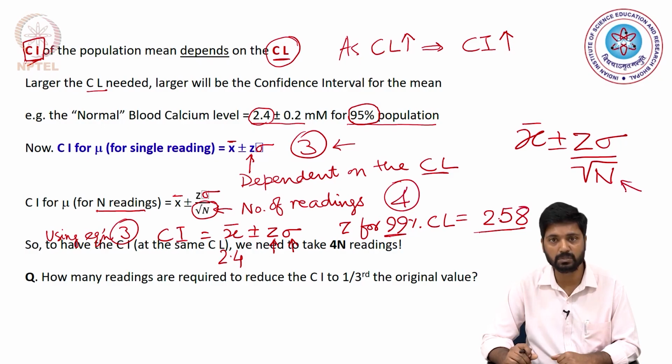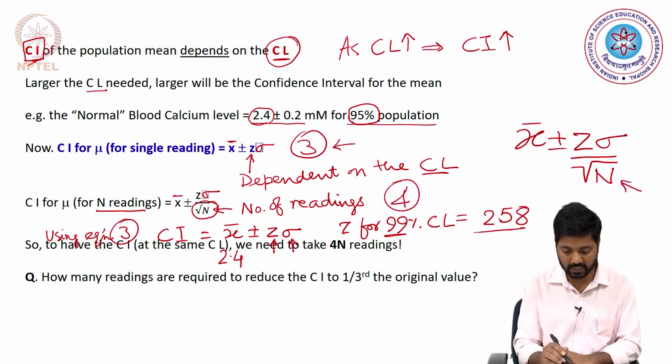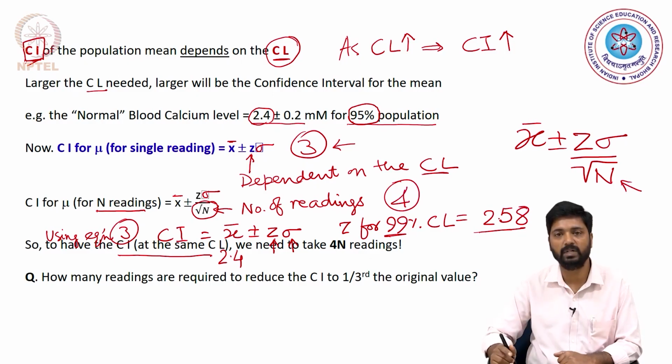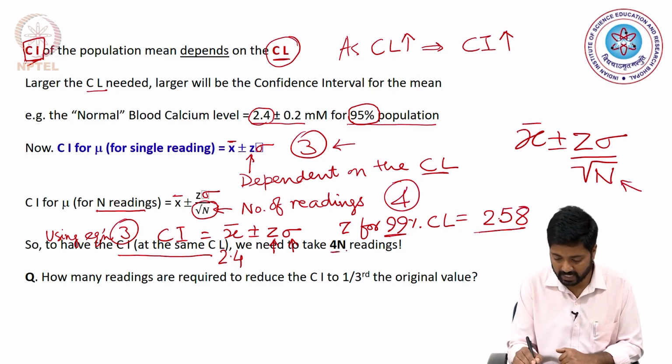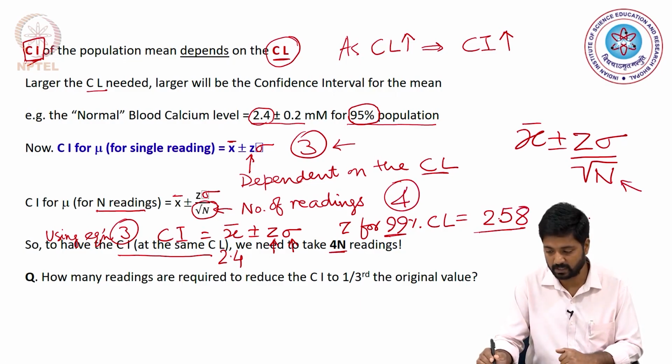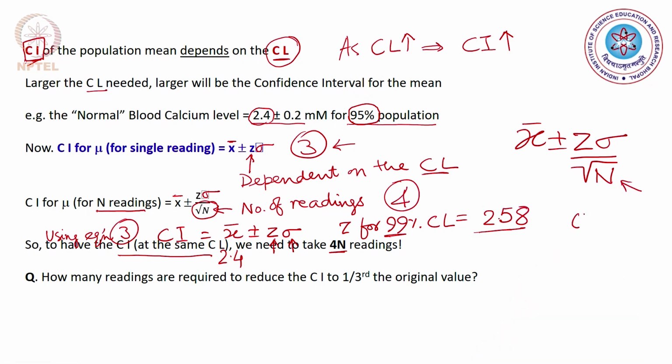So, what this equation also tells us is that the confidence interval at the same confidence level can be halved if we take 4 times the readings. So, for example, if our confidence interval was 0.2 in the previous case based on say 100 readings, if we take 400 readings, this can be reduced to 0.1 millimolar.